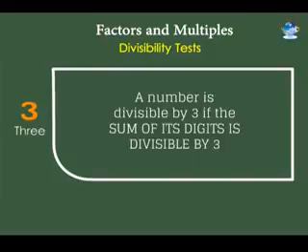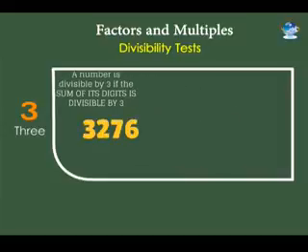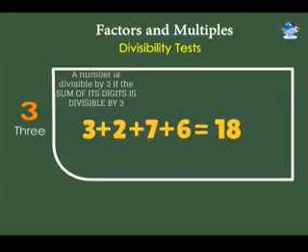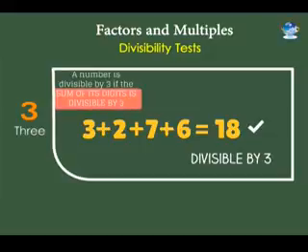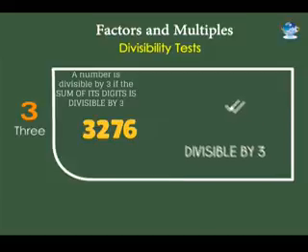A number is divisible by 3 if the sum of its digits is also divisible by 3. For example, the number 3,276, the sum of its digits is 18, which is obviously divisible by 3. And so the number 3,276 is also divisible by 3.